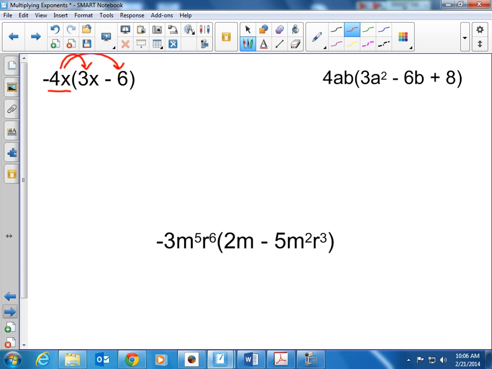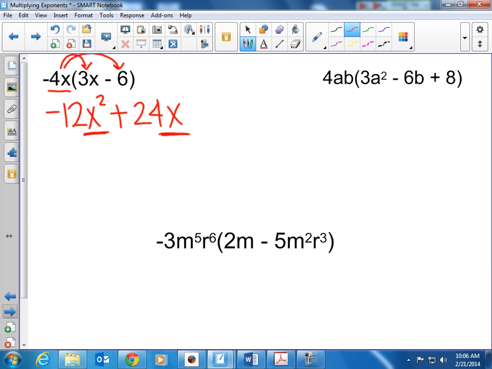What does that equal? Negative 4 times 3 is negative 12. X times x, x squared. Then I have to remember to do negative 4x times negative 6. What does that give me? Negative 4 times negative 6 is positive 24, and then I have an x. Then I ask myself, can I combine or simplify that expression? The answer is no. I have a term that has an x squared and a term that has an x. You cannot combine those together because they're not like terms. Let's look at the next example.